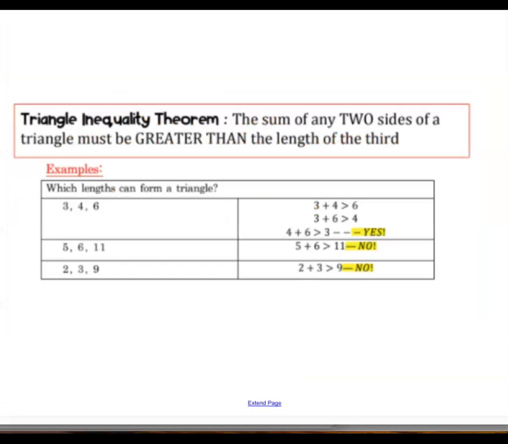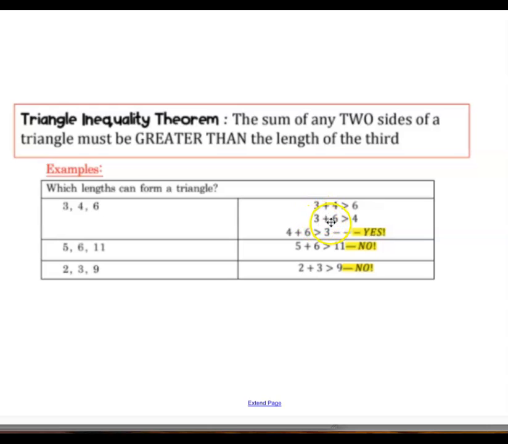So the only new concept for today is the triangle inequality theorem, which states the sum of any two sides of a triangle must be greater than the third. Okay, so you have to add the two sides and see if they're greater than the third. The easiest is to start with the two smallest measures. So as you see here, 3 plus 4 is greater than 6, so it works. And then I just try every other one. If one doesn't work, then it's not a good triangle.